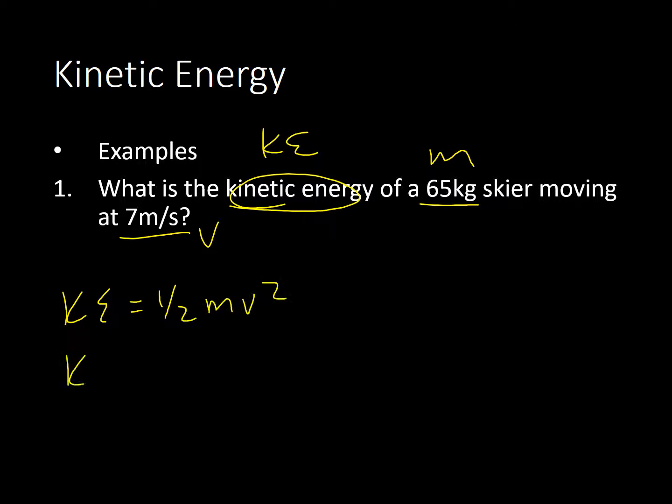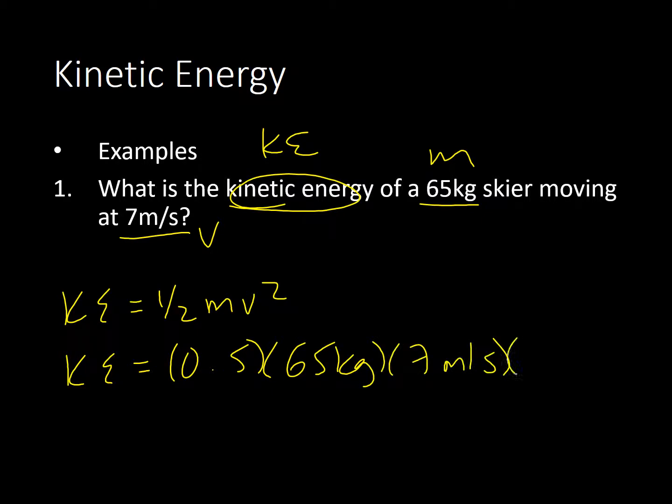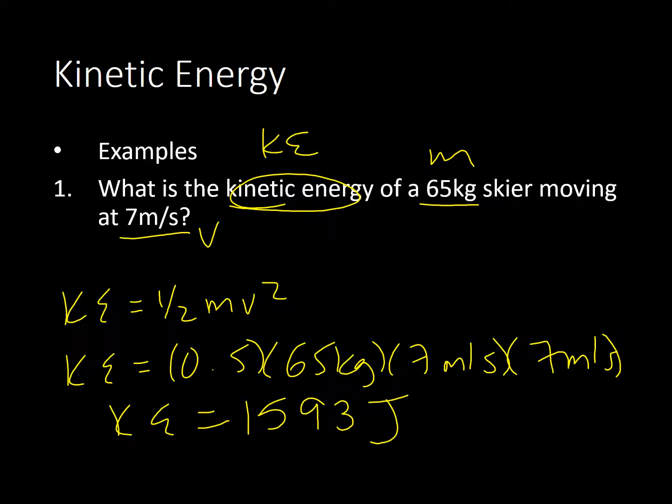Step 3, we're going to plug in our numbers. So KE equals 0.5 times 65 kilograms times 7 meters per second times 7 meters per second, which you might know is actually 49. So then KE, when I type all of that into the calculator, gives me 1,593 joules. So 1,593 joules of kinetic energy.